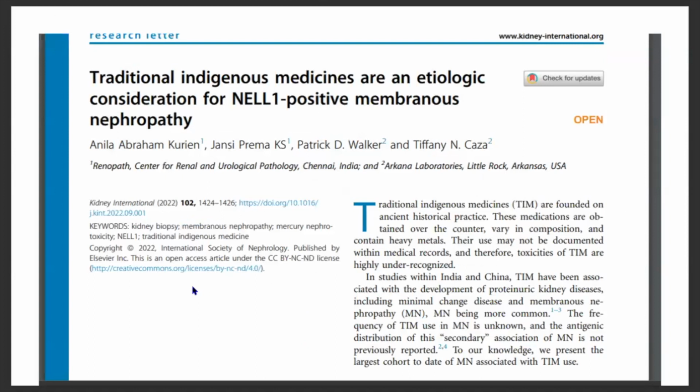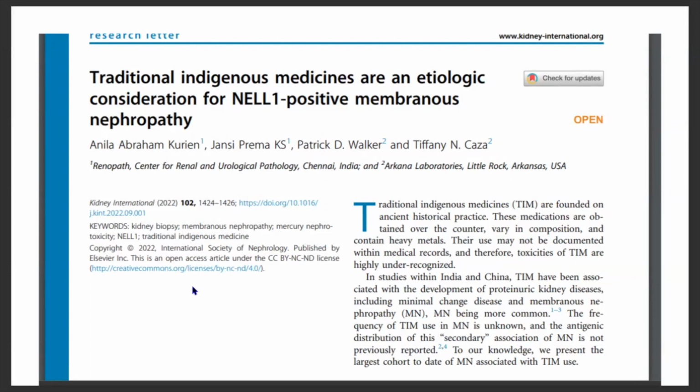However, one striking thing which has happened in the Indian subcontinent particularly is the association of NELL1-associated membranous GN with traditional or so-called indigenous medications. And this is a glaring reality which is staring at our face. We see it day in, day out. To the extent that now, whenever you have a NELL1-associated membranous GN, you should take a very, very detailed and probing clinical history of any such medications. In our cohort, we've seen a very large number of NELL1 cases, and a great percentage of them actually have revealed some underlying medications. I'll come to that in a moment.